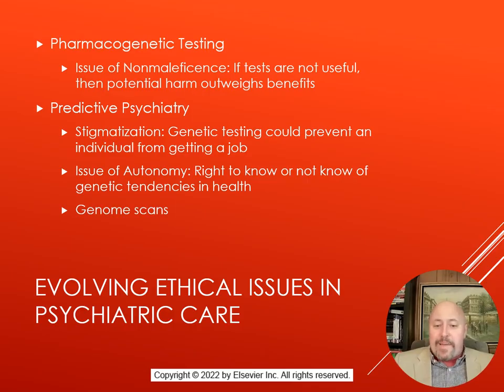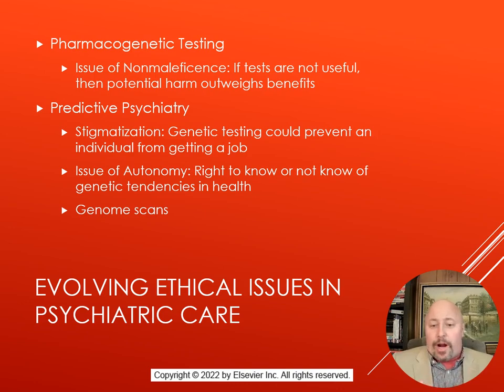And there could be many aspects of these definitions you'll see. One issue would be non-malfeasance. If tests are not useful, then the potential harm outweighs the benefits. And again, one of our central tenets is non-malfeasance, do no harm. Other issues: predictive psychiatry, stigmatization, genetic testing could prevent an individual from getting a job. That's another big area that's very new, is the fallout from all of this genetic testing.